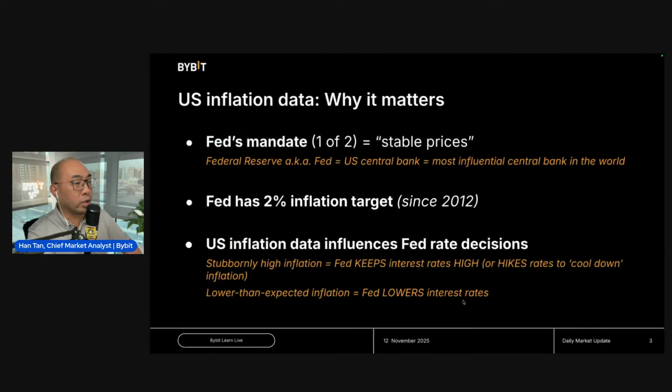So I'll just show this to you again. Stubbornly high inflation, the Fed's recipe for curing that: if it's much higher than 2%, the Fed will keep interest rates high or even raise interest rates to bring down inflation. I won't go into the details of how all this works, or maybe I can. I'll try to do it in 30 seconds.